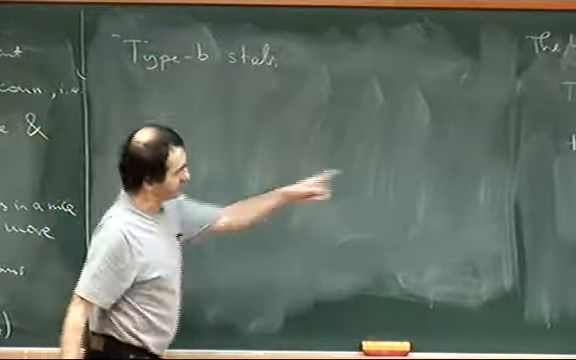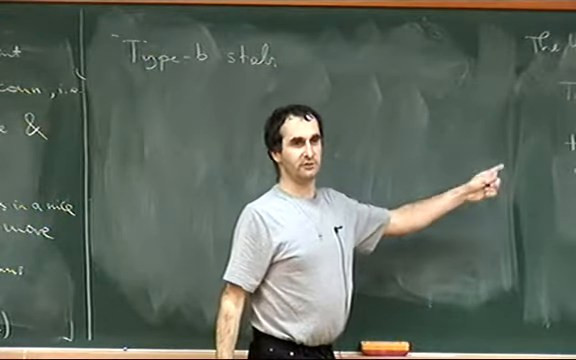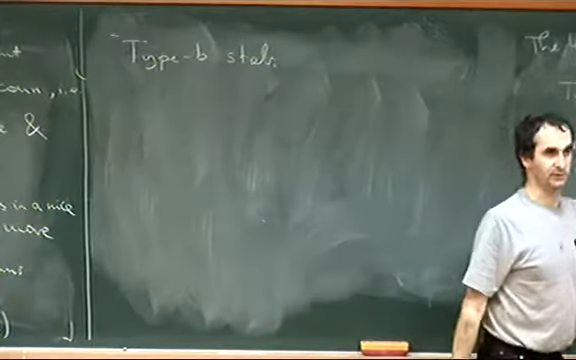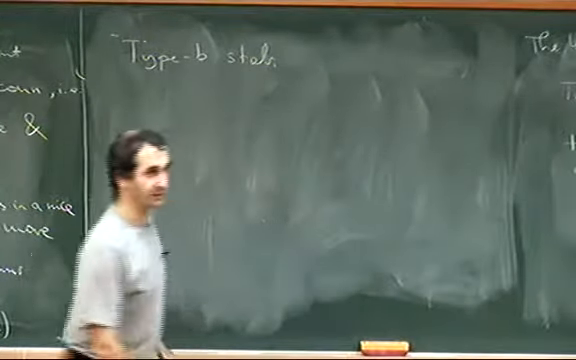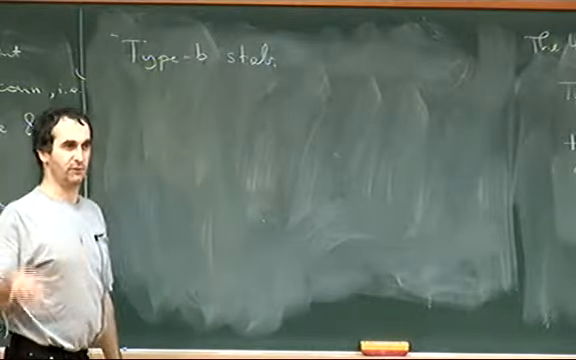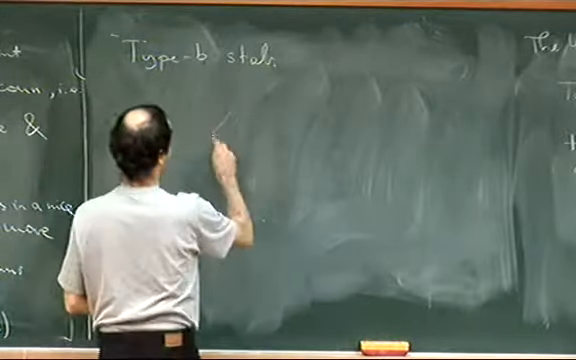So this was the stabilization which increased the genus but kept the number of base points fixed, right? We didn't add new base points. The type B is standing for base point stabilization, where we keep the genus fixed but we increase the number of base points.